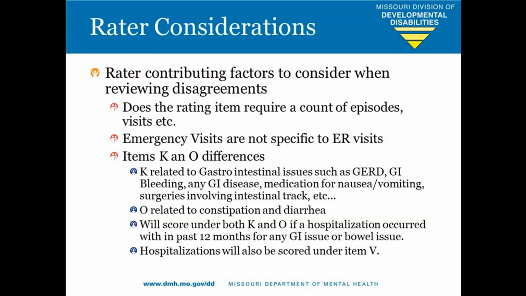This item also requires a history recall for GI bleeds, which will always have a score of 3, even if no other scoring items apply. Item K scores are asking for counts, so comments should describe the type of GI symptom and account for item K. Item O is related to constipation and diarrhea, bowel elimination. Again, the person will score a 4 in item O as well.